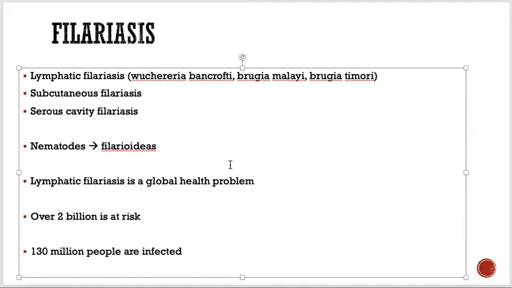Now, we will discuss the life cycle soon, but in Bancrofti, humans are the definitive host and the mosquitoes are the intermediate host. The life cycle is very complex because there are four larval stages and then there is an adult stage.